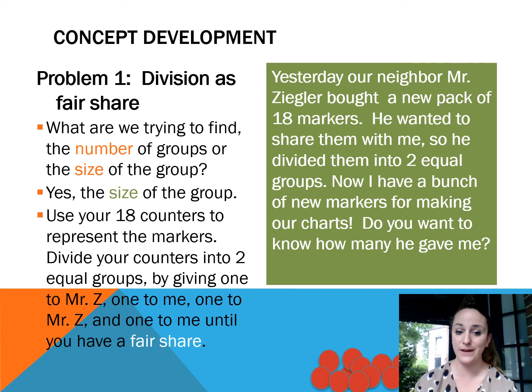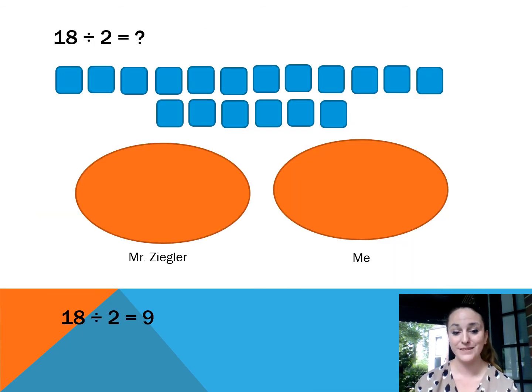We're going to fair share, meaning we're going to share fairly. We're going to give 1 to Mr. Z, 1 to me, 1 to Mr. Z, and 1 to me. This is called fair share strategy. Here's the example. We see the 18 markers as blue counters on the top. Now we're going to give 1 to Mr. Z, 1 to me, 1 to Mr. Z, and 1 to me until we've used them all.